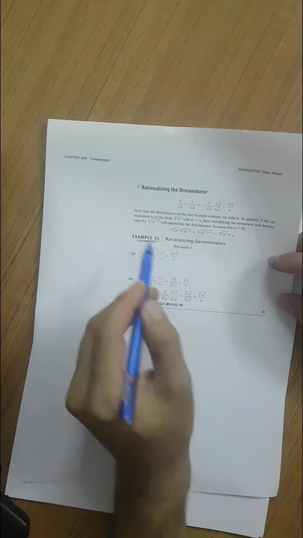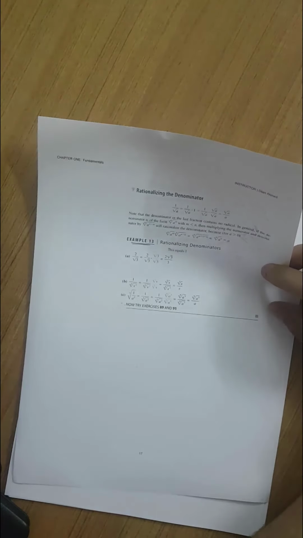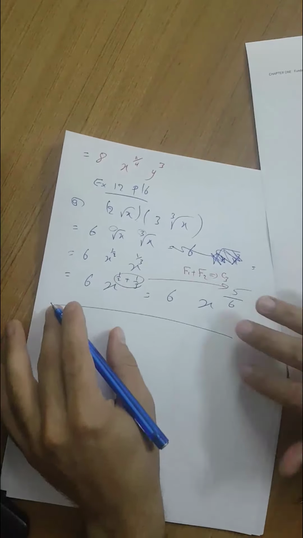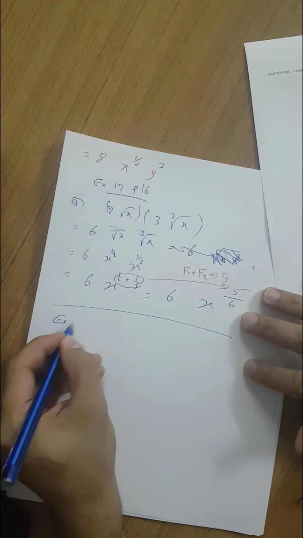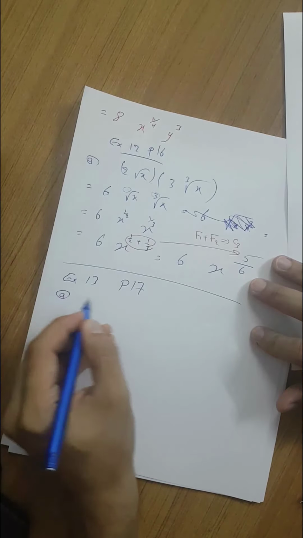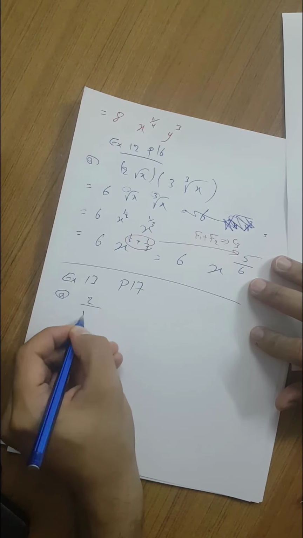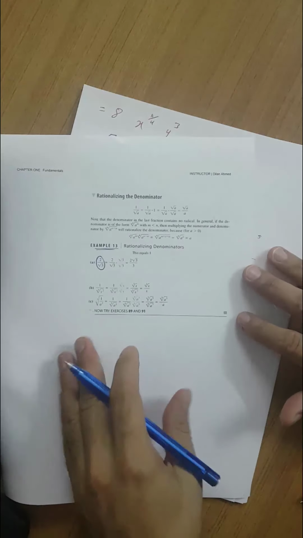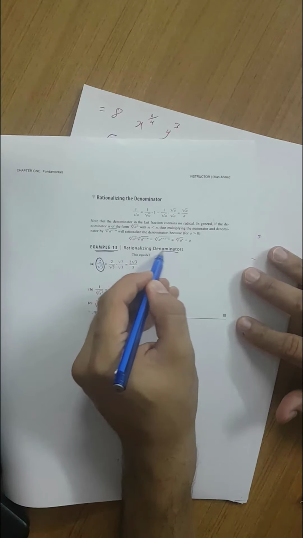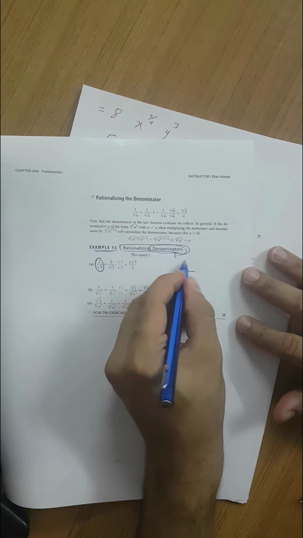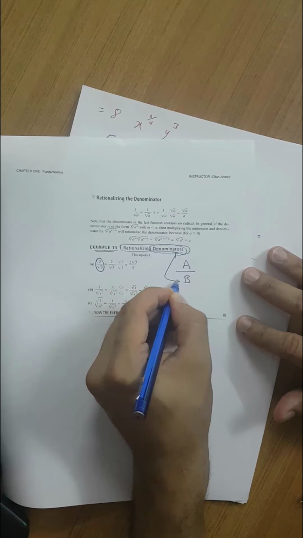This example is also talking about rationalizing the denominator. Now I have 2 over 3. Example 13 on page 17. We have a. So you see that we have 2 and 3. In your question, what is the title of the question? The question says rationalize the denominator. The main denominator, as I told you, is the fraction a over b. We mean b here, the denominator.